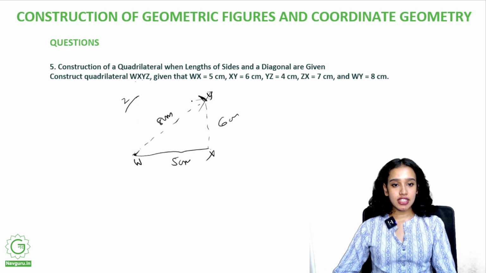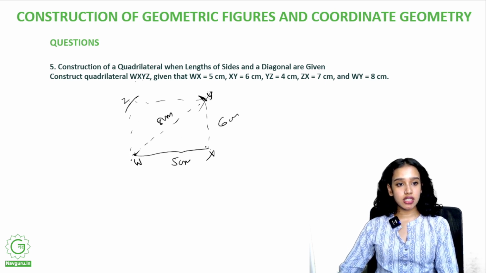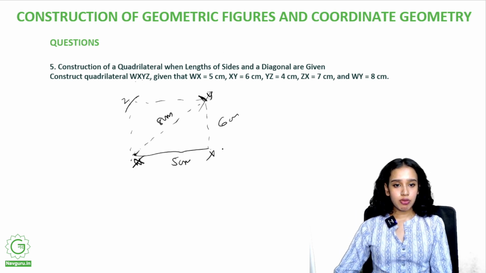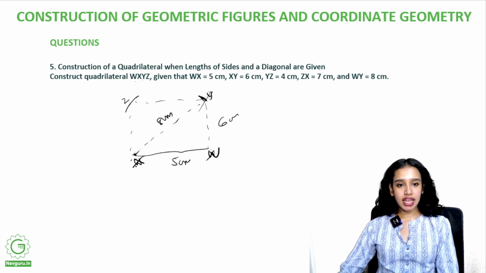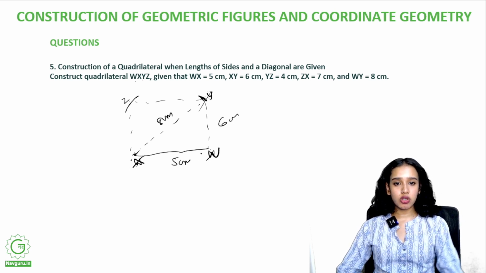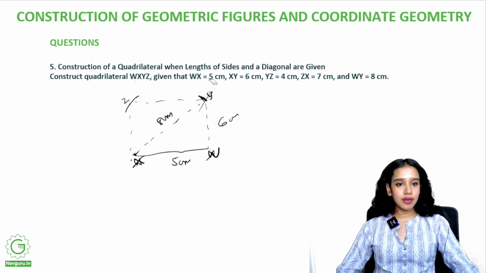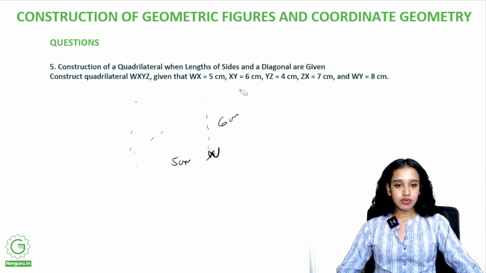XZ would actually be, if I put it this way, WXYZ is our quadrilateral, right? So, we have WX drawn first, then we have XY, XY is 6 centimeter, then we have YZ which is 4 centimeter, and we have XZ, yes, XZ is equal to 7 centimeter and WY. We have 2 diagonals given. So, we'll draw the 2 diagonals too and then we'll get a quadrilateral, right?